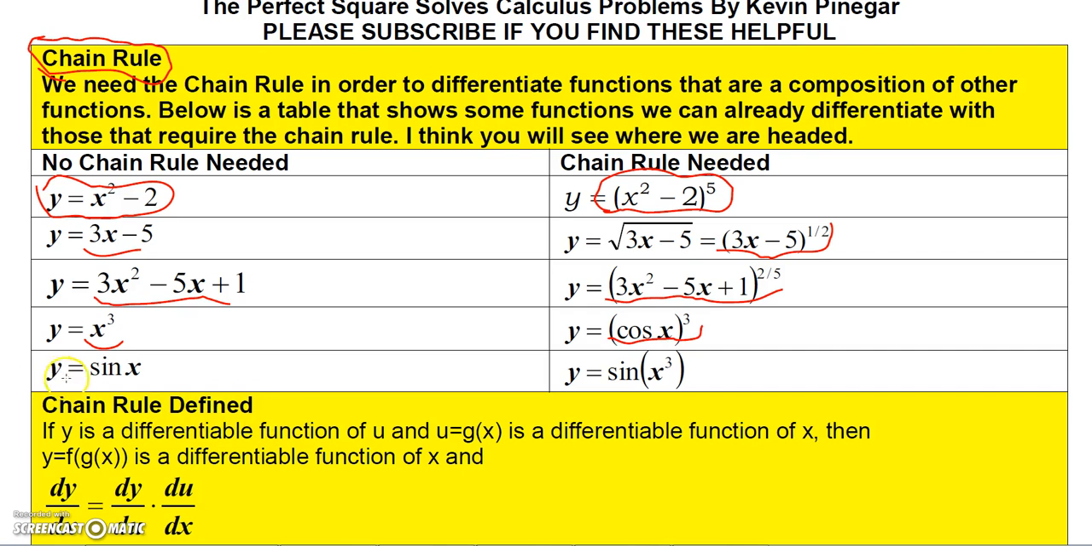Now, the other thing we might need the chain rule for is trig functions. So I showed you earlier how to find the derivative of sine of x, but what if instead of sine of x, it was sine of some function of x, like x cubed? Then we would need the chain rule.